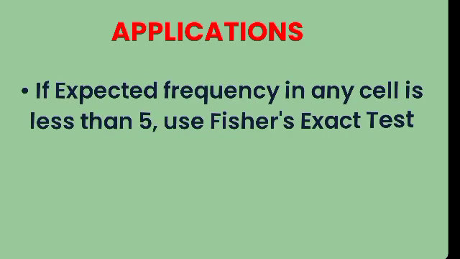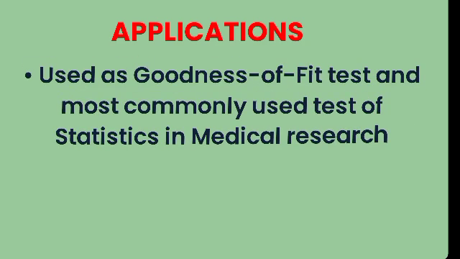So chi-square is used when both variables are categorical and when they are independent. If the expected frequency in any of the cells is less than 5, then we consider Fisher's exact test instead. Note that chi-square is also used as a goodness of fit test and is the most commonly used test of statistics in medical research.